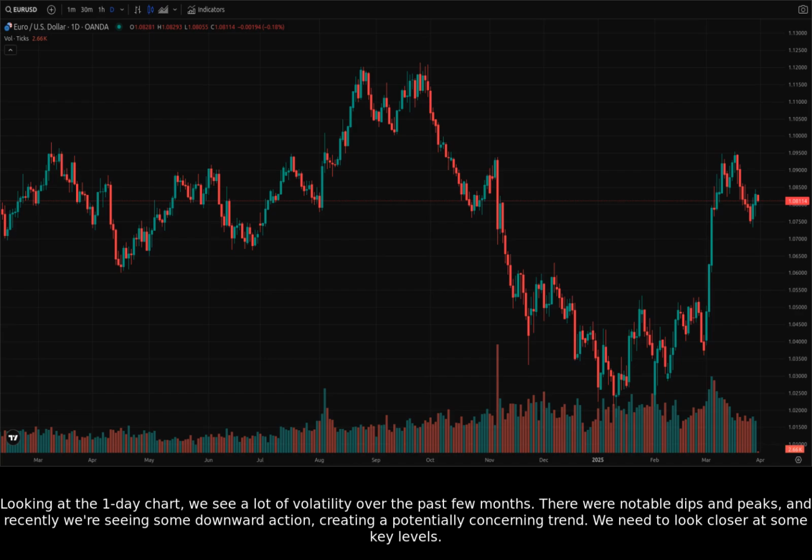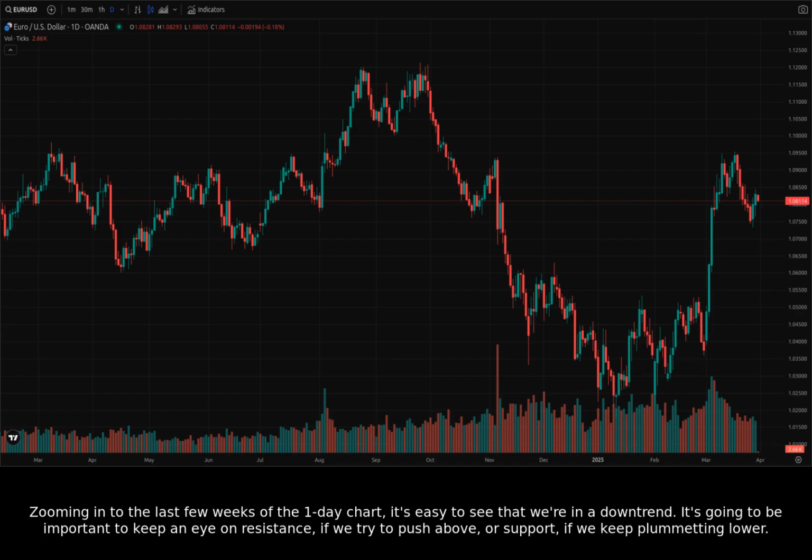Looking at the one-day chart, we see a lot of volatility over the past few months. There were notable dips and peaks, and recently we're seeing some downward action, creating a potentially concerning trend. We need to look closer at some key levels. Zooming into the last few weeks of the one-day chart, it's easy to see that we're in a downtrend.